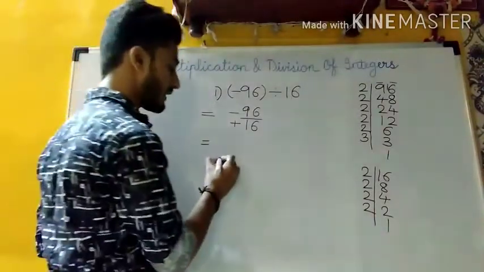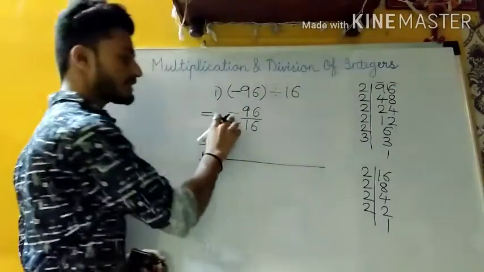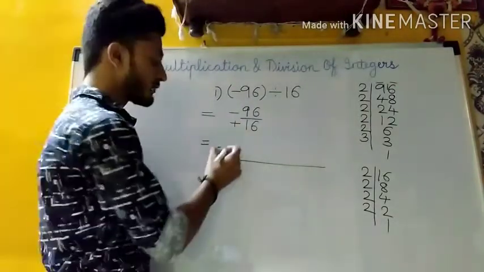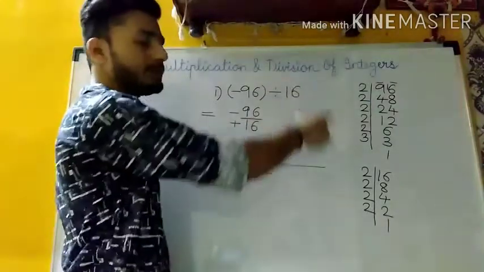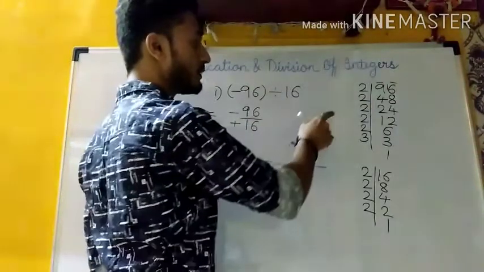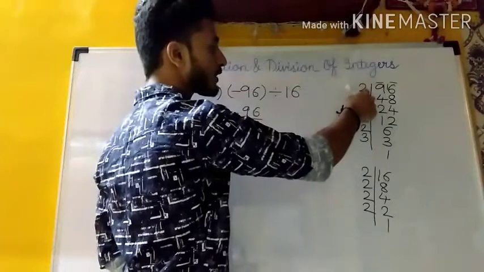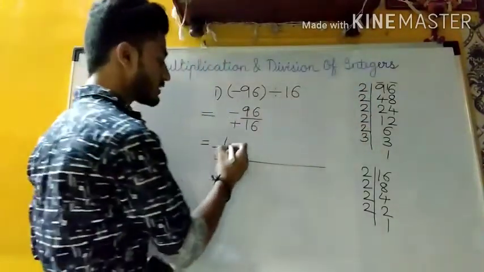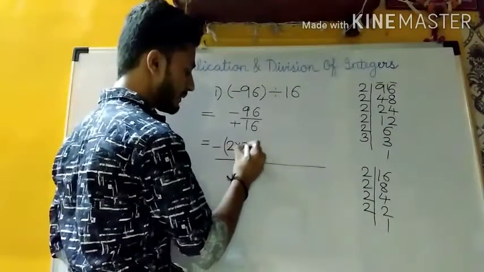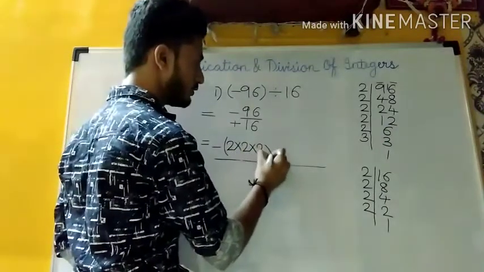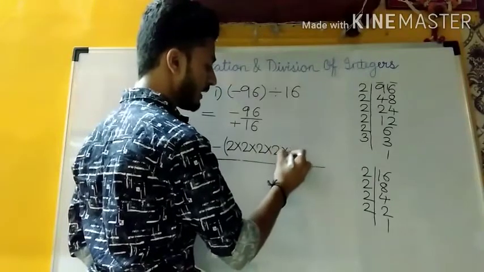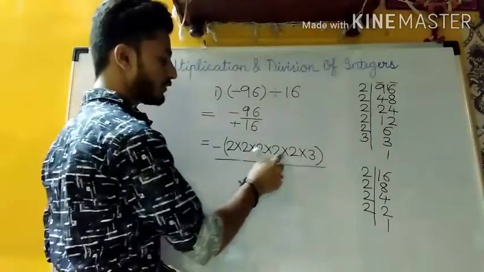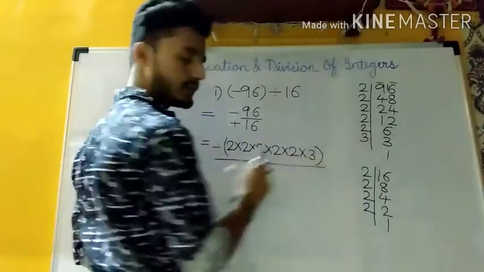Now I'll write those prime factors here. Since the numerator is having a negative sign, first I'll write the negative sign. In the bracket, I'll write the prime factors, which will be in the form of multiplication. So 5 times 2 and 1 3. So it will be 2 multiply by 2 multiply by 2 multiply by 2 multiply by 2 multiply by 3. Okay, so 5 2's and 1 3.